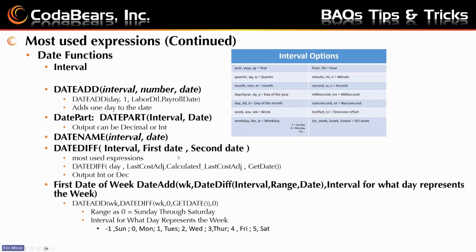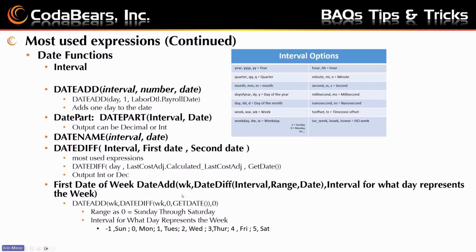I keep saying date, but it's days between two dates, but it could be years between two dates, months between two dates, quarters between two dates. So you do the date and then the interval, and then first date, second date. Output is going to be either a decimal or an int, so it's going to be a value.